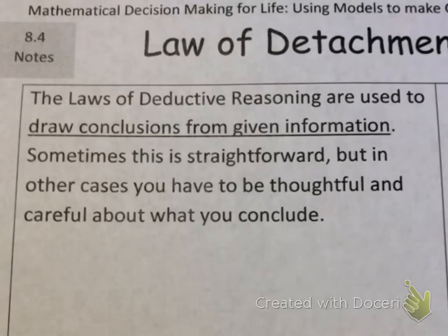This is Note-Taking Guide 8.4 for Mathematical Decision Making for Life. Today we're going to talk about something called the law of detachment and syllogism. So it's just a couple of rules that still have to go along with those statements that we've been working on before in the reasoning.